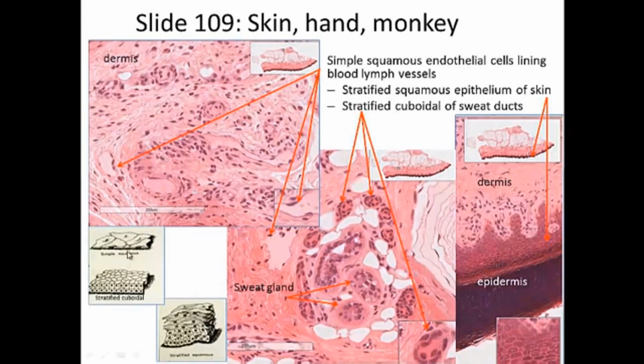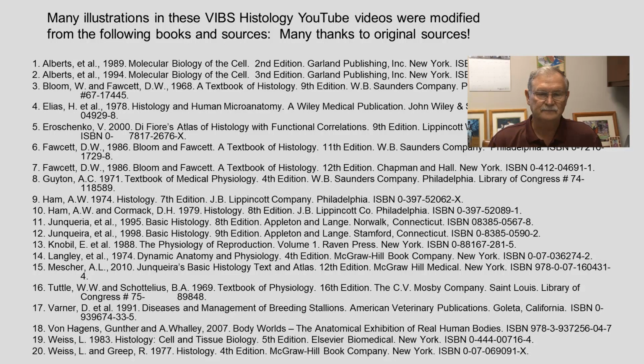So if we start with simple squamous epithelium, you can see it in blood vessels. Simple flattened cells are in these various blood vessels. Stratified means more than one layer. Cuboidal is in the sweat gland duct. So this is a duct, and you can see more than one layer here. So that's stratified cuboidal. And then stratified squamous is what we see in the epidermis. The dermis here, the epidermis, stratified squamous epithelium with flattened cells on the very surface.